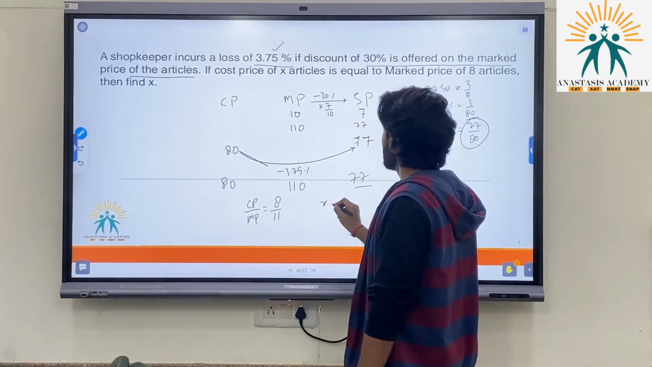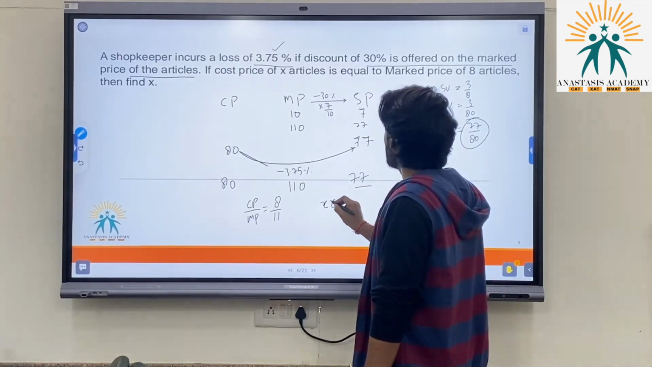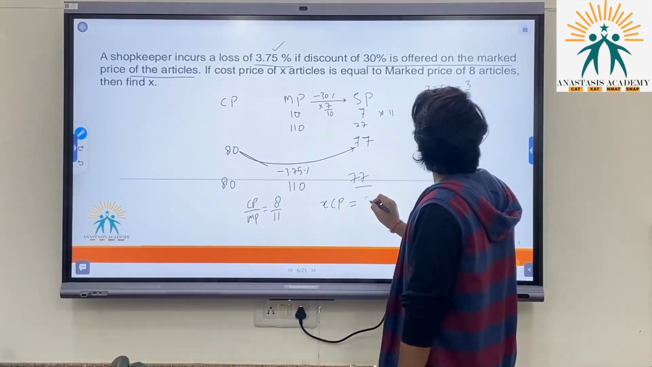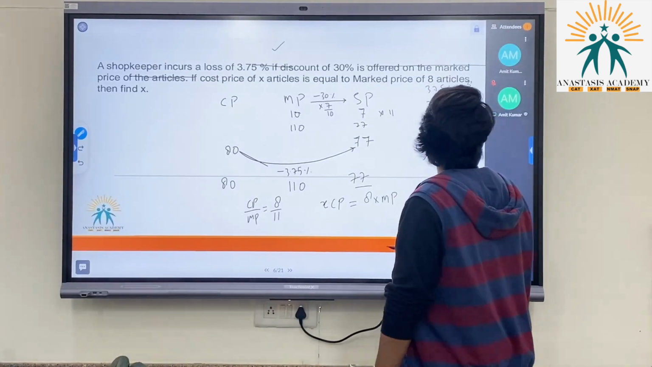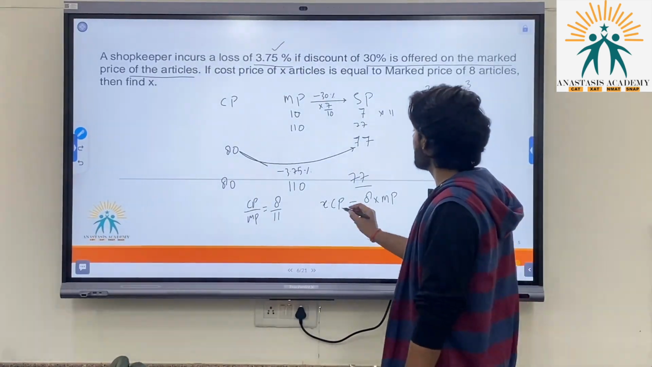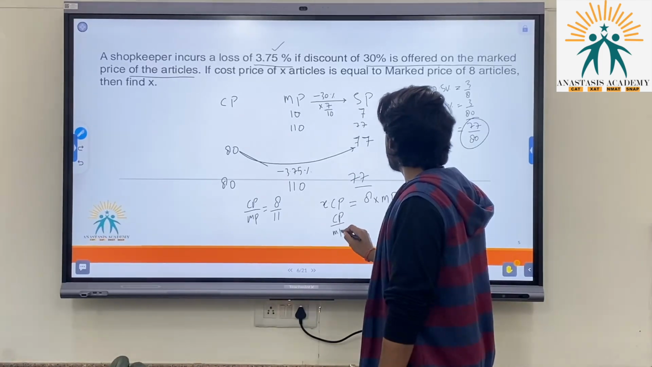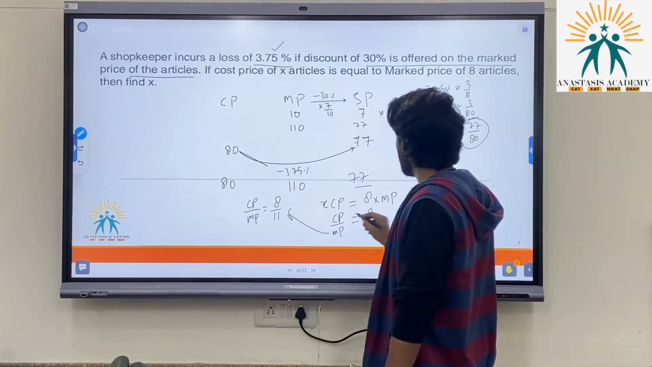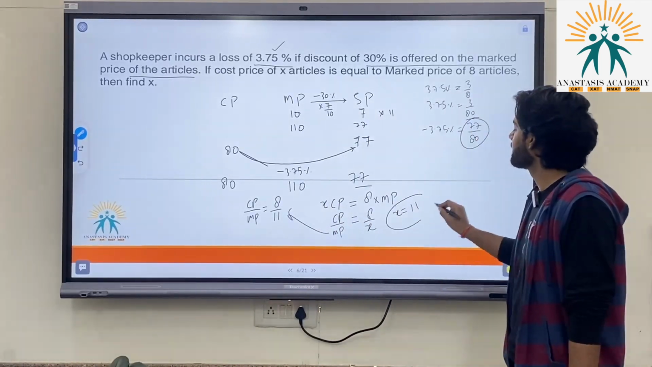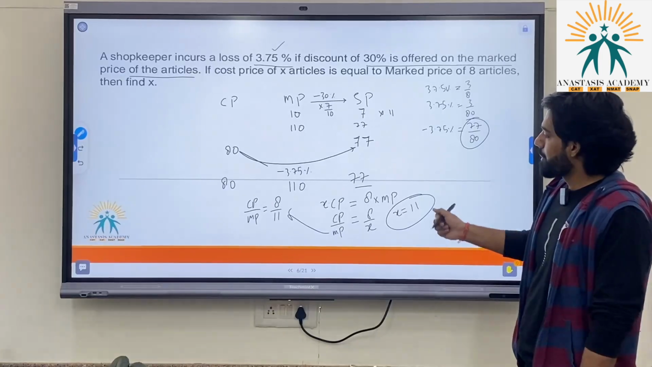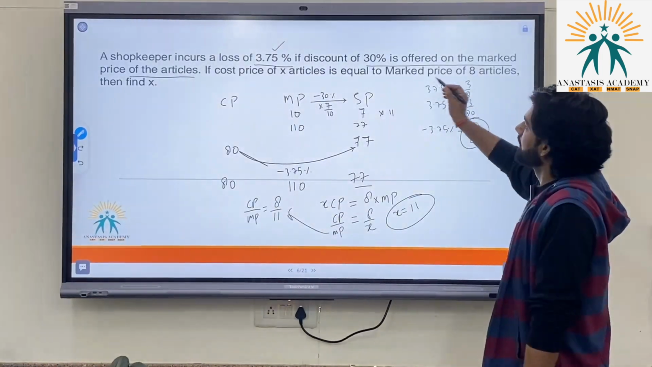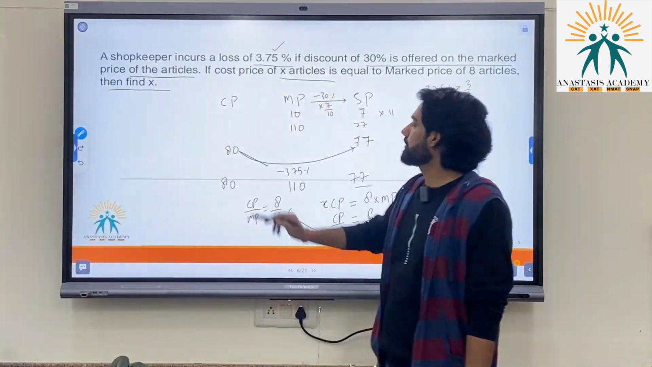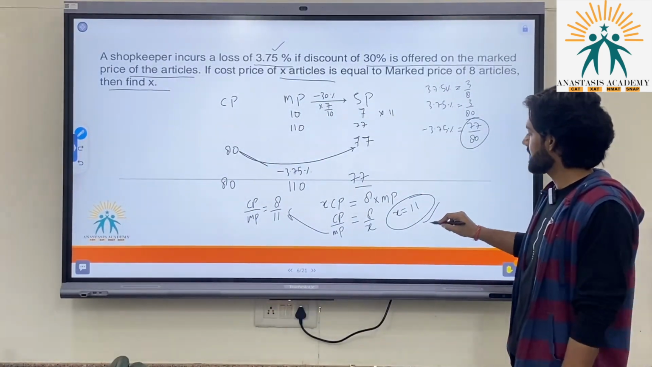Now what is given is the cost price of X articles is equal to the marked price of 8. Okay, so the marked price of 8. From here CP upon MP becomes 8 upon X. Comparing these two, I get X as 11. So X was the cost price of X articles and I was asked to find X. So what is the value of X? The value of X is 11.